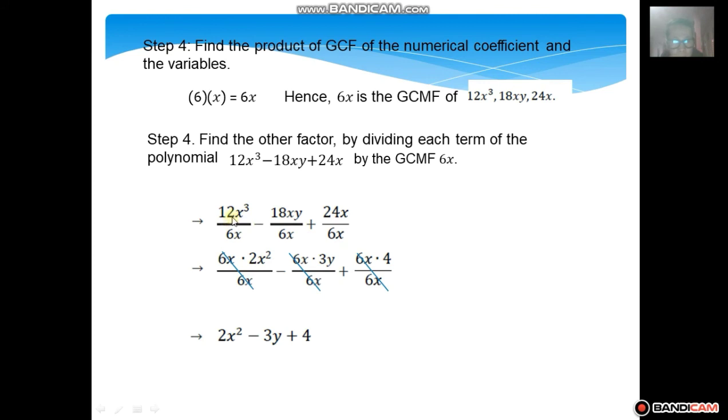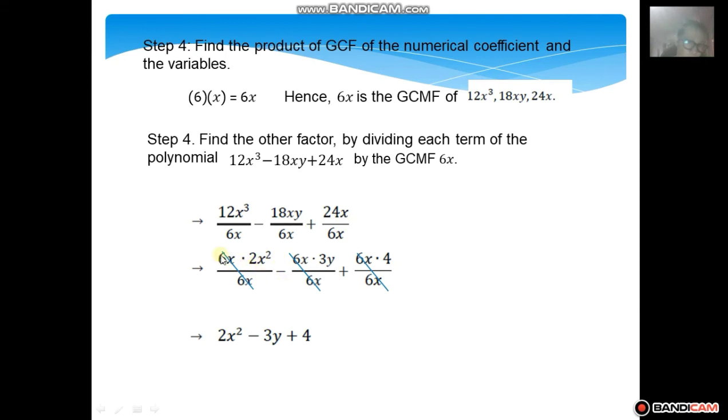First, the numerical coefficients. The factors of 12 are 6 and 2. Factors of 18, we have 6 and 3. The factors of 24, we have 6 and 4. Alright? We also need to factor out the variable x in the numerator, because the exponent of the variable x in the denominator is 1. So, the factors of x cubed are x and x squared. Here, we do not need to factor xy. Then, x here.